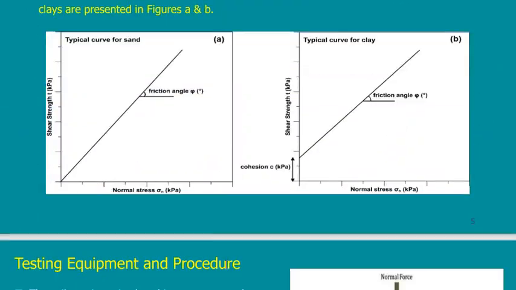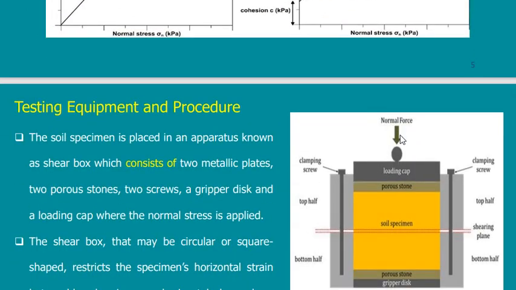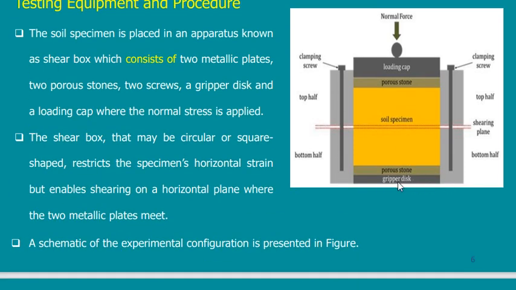So in this test, I should be able to apply a normal force to induce normal stress on the sample. This loading cap is where I will put my normal force to apply it on the sample. Below, this is what they call a gripper disc.